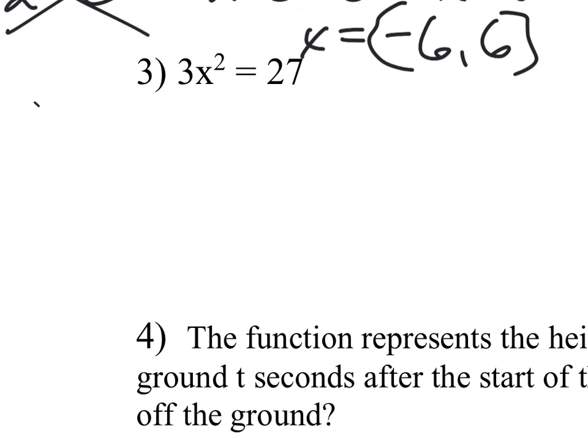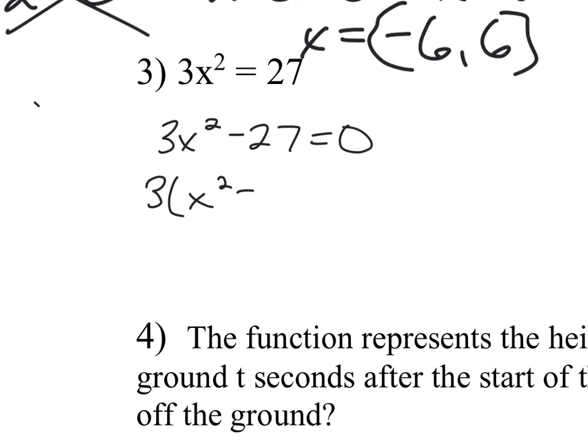Okay, and last but not least, number 3. Is this in standard form? Nope. What do I need to do? Subtract the 27 over. Okay. Now we look, is there a GCF in common? 3. And what's going to be left? x squared and 9. Good. Will that break down further? x squared minus 9?